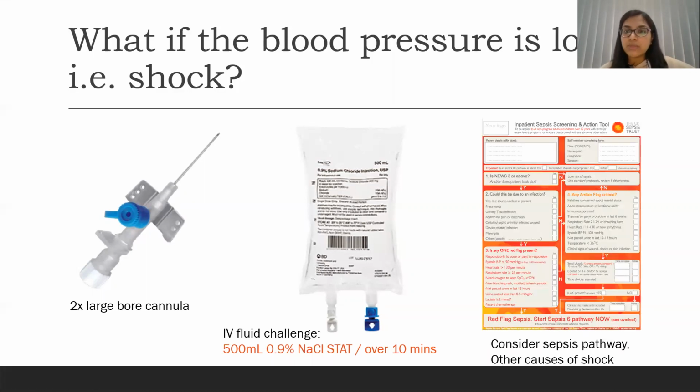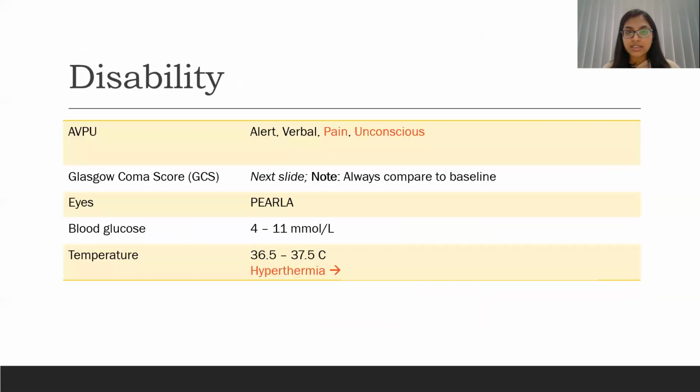And finally, you want to find out the cause of the shock. So consider the sepsis pathway. Do they have a raised temperature? Are you suspecting an infection? And other causes of shock. Can anybody else name any other causes of shock? PE, so yeah, a lot of things can cause it, but shock we usually classify as anaphylactic, hypovolemic or cardiogenic. So yes, you would want to find out what's causing the shock.